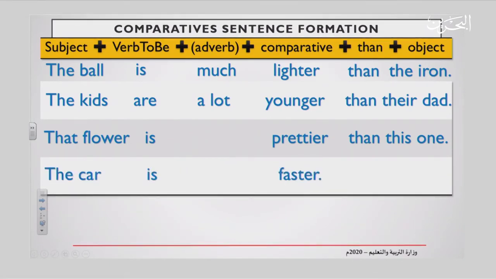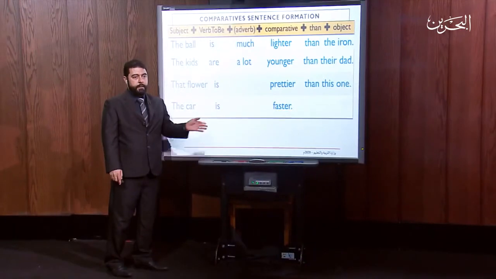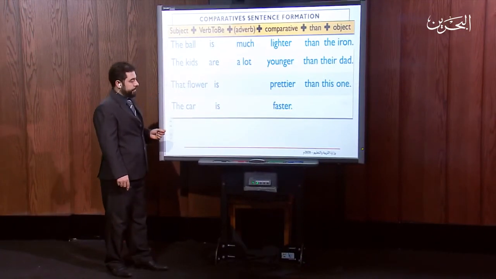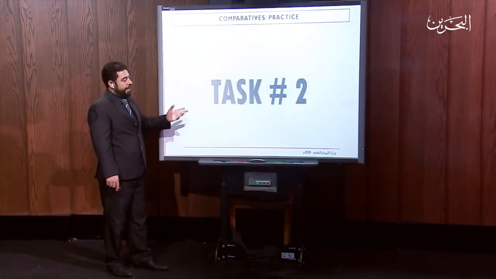All right. The car is faster. You see, sometimes you do not need to write the adverb or even the than or object. It is well known. The car is faster, and you are comparing it to a well-known thing, which is common cars. Okay? All right, we have task 2.